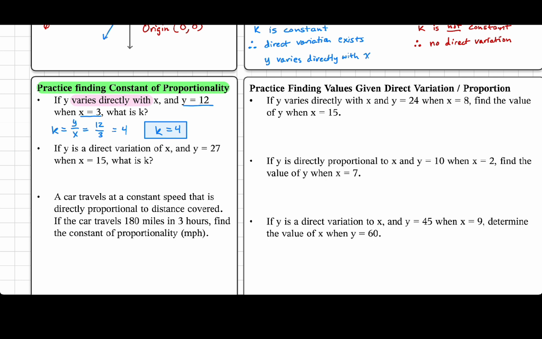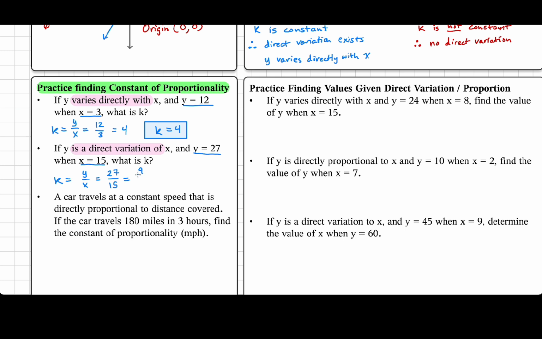Okay, the second problem. If y is a direct variation of x and y equals 27 when x is 15, what is k? So a couple things. Key phrase here is "a direct variation of," tells me I have direct variation. They give me y, they give me x. It wants to know what is k. So k is y divided by x, which is 27 over 15.